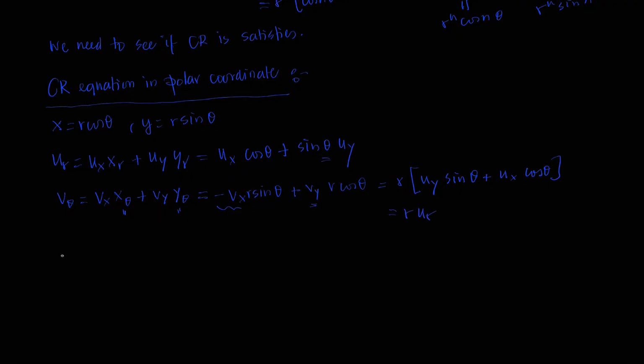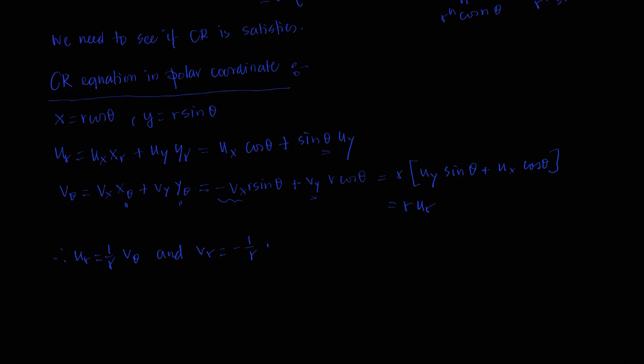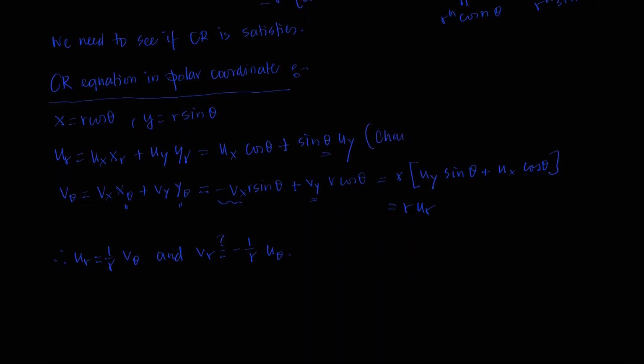Therefore, the polar form looks like this: ur equals 1 by r v theta. And similarly, you can do the other way also. We also have that vr is minus 1 by r u theta. Clear? So this you have to check yourself. Please check it yourself. And this is true. So once you understand the polar coordinates, you can just change it like this. This is the chain rule.